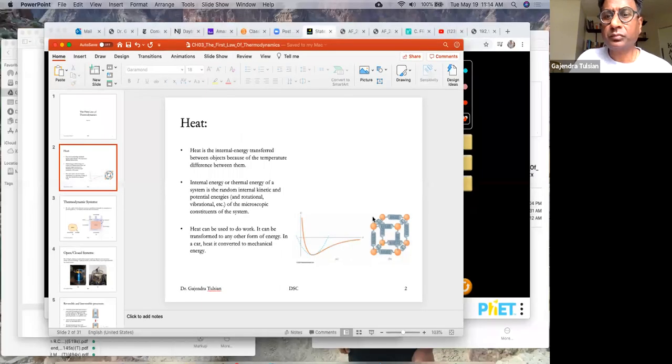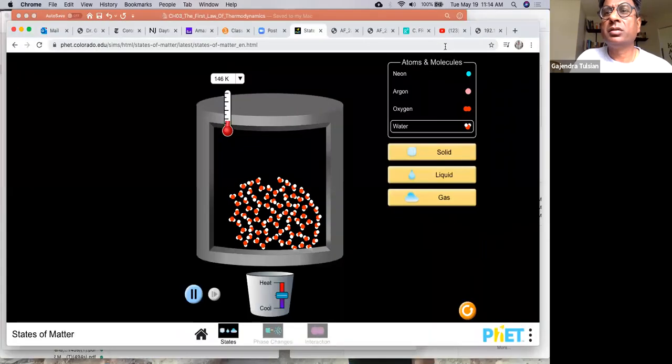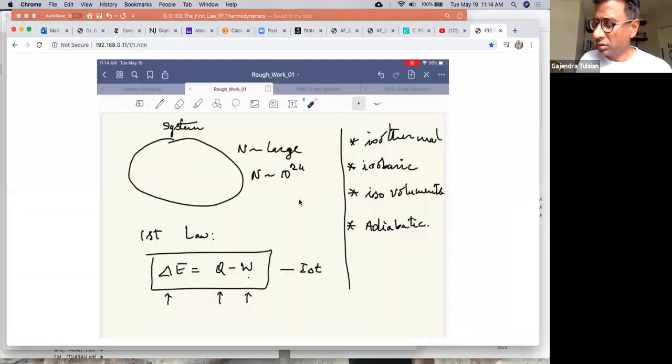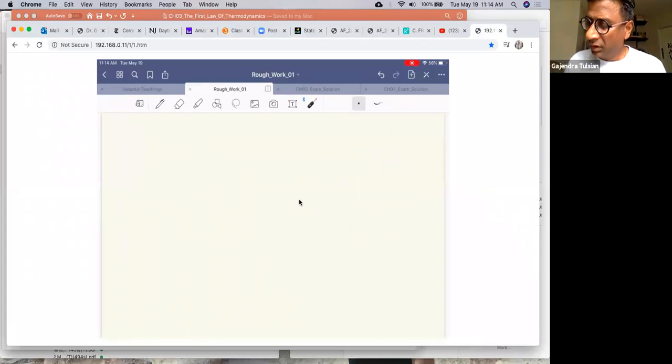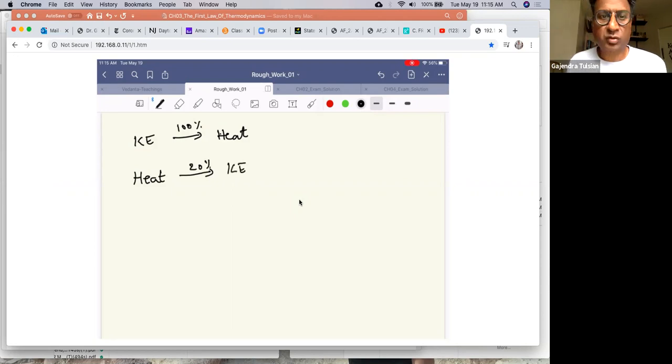Now it turns out that any other form of energy, so kinetic energy, you can convert 100% to heat. The problem with heat is it's the worst form of energy. It is a form of energy. You can only convert about 20% of that to kinetic energy. That's what your car does. I'm giving you the efficiency of your car.